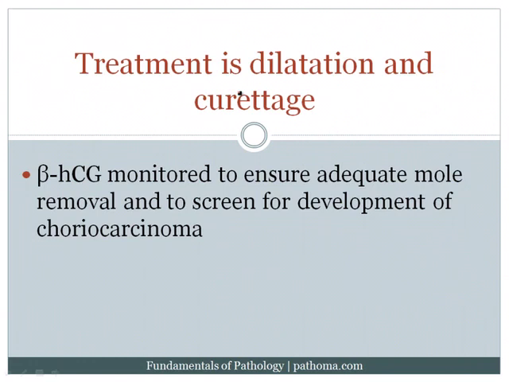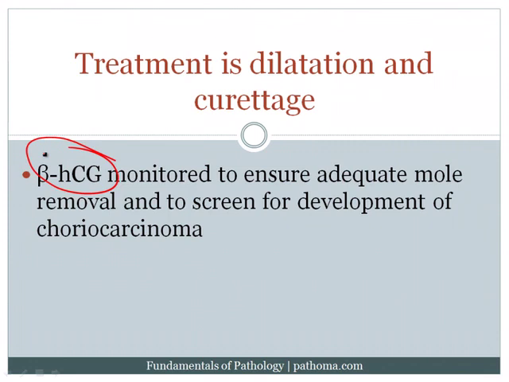Now, the treatment of a molar pregnancy is dilatation and curettage. So basically what happens is you dilate the cervix, and then you go in there and you curette out that molar pregnancy. When that occurs, the next thing you can do is measure the beta-HCG. The beta-HCG is helpful because it tells you that you removed the mole. Once you do the D&C and you pull away the molar tissue, you've gotten rid of the mole, and therefore the beta-HCG should also go down. That's the way by which you ensure that there's adequate removal of the molar tissue.